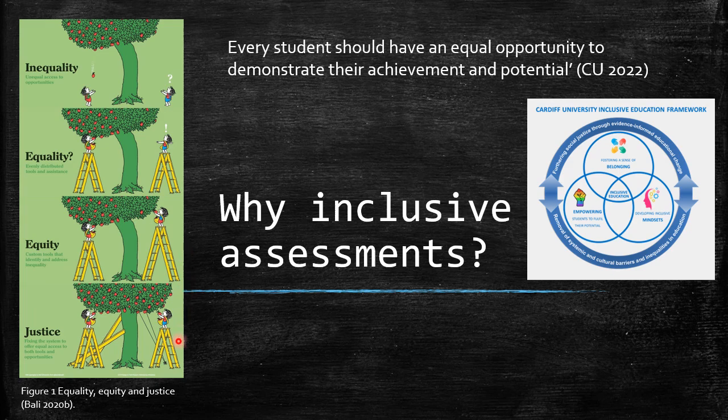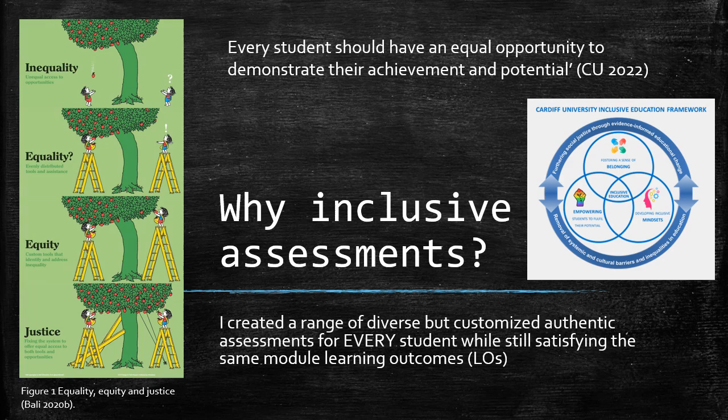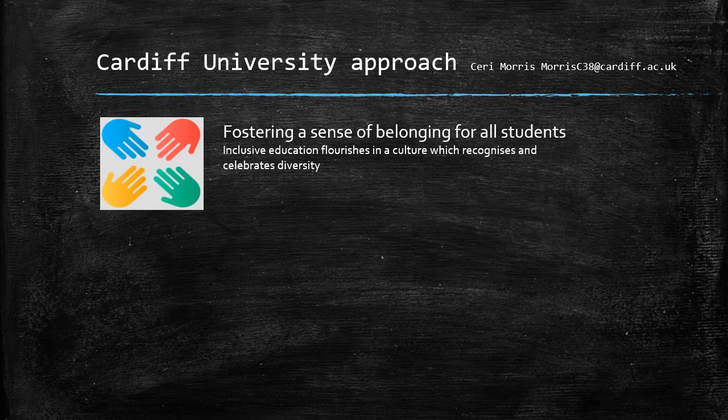But are all those correct? The inequality, providing equality, providing equity, but then providing justice. And that justice is a really important word, that every student is given the same opportunity. So that sort of frames what I was trying to do. And so I ended up creating a range of diverse and customized authentic assessments for every student on my module, while satisfying the same learning outcomes. Not an easy task at all.